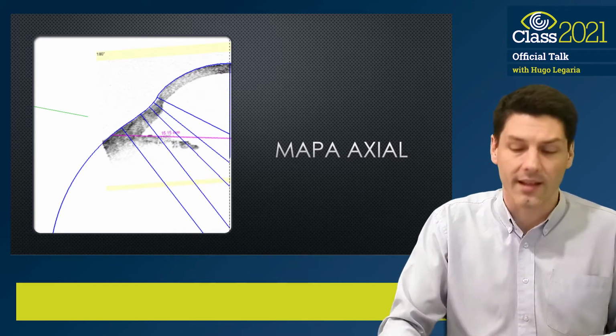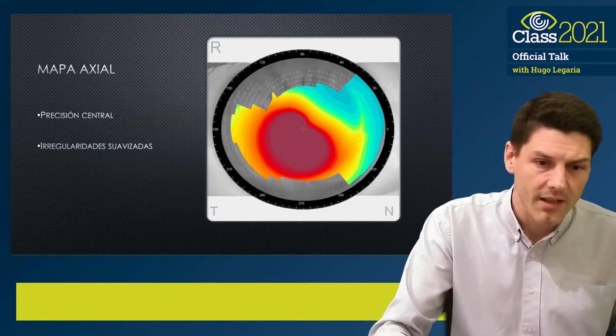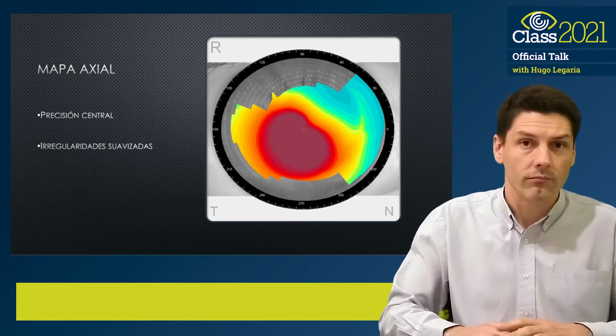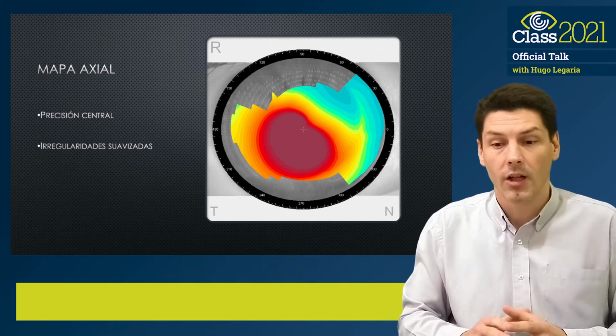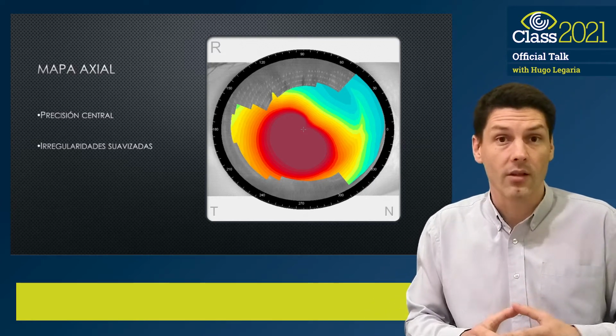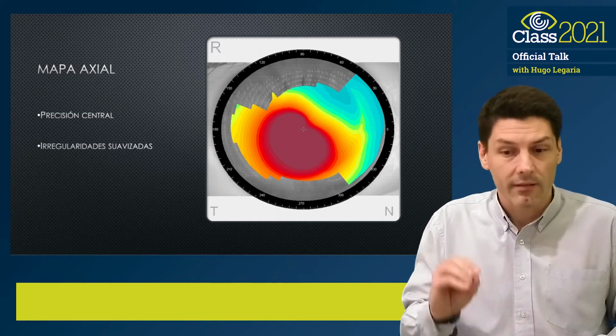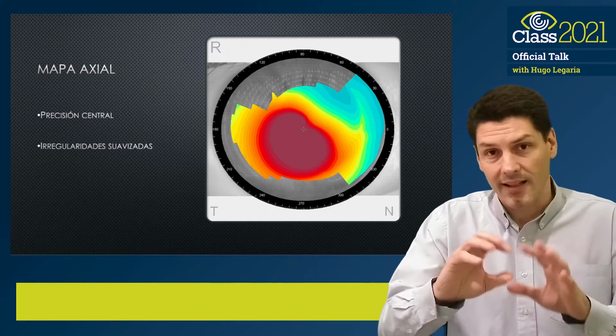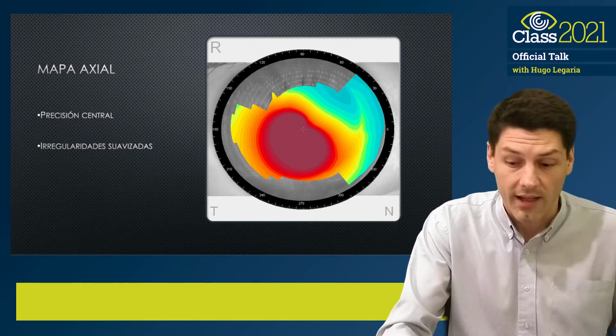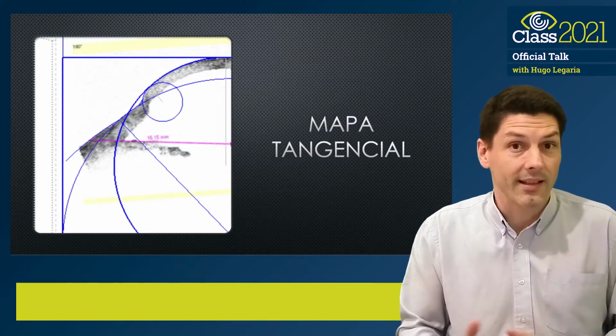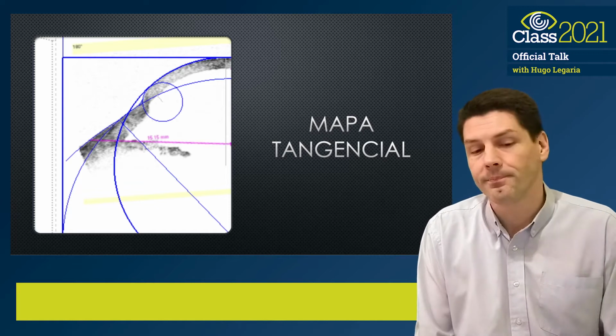And it is very useful to see in a global way what the geometry of the cornea is, if it is an ectasia or if it is a regular cornea. But let's say it does not have that detail in the peripheral areas, which the instantaneous or the tangential map does give us.